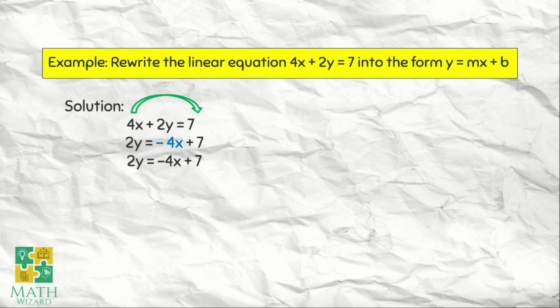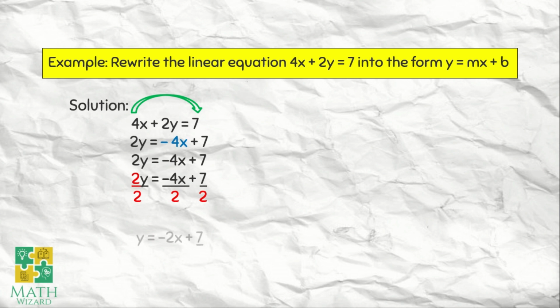Ang gagawin natin, para si y na lang ang matira, is we need to divide the whole equation by 2. I-divide natin yung buong equation ng 2 para si y na lang yung matira sa left side ng equation. Whatever the coefficient of y, yun din ang i-divide natin na number sa whole equation. Okay? So, divide all of them by 2. This becomes y. Kasi 2y divided by 2 is just y. Is equal to negative 2x plus 7 over 2.